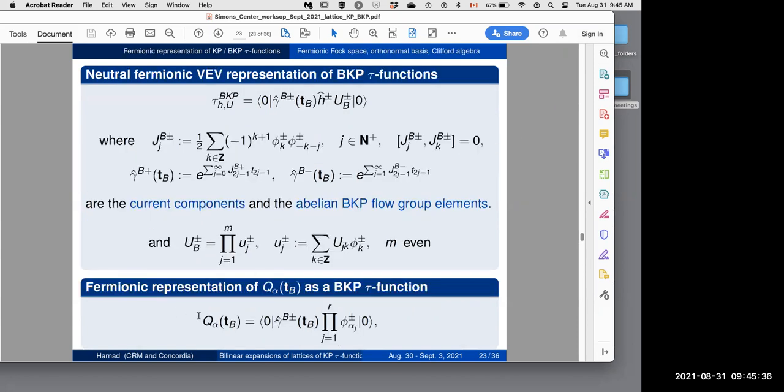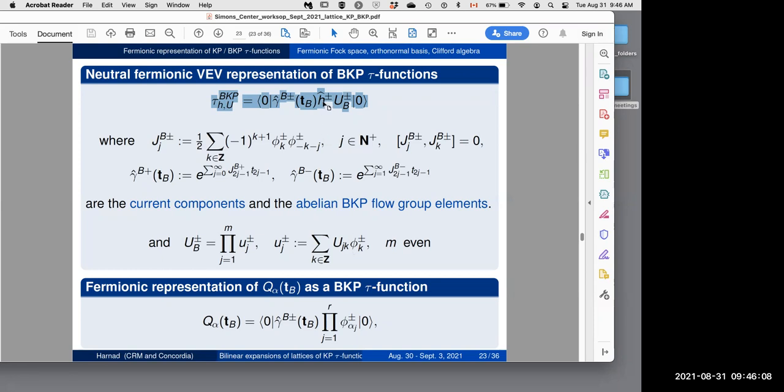Yeah, that's given by a similar formula. No, I have to go back to the general definition here. Here's the general definition of the BKP tau function. Anything that satisfies the BKP Hirota equations can be represented fermionically like this, and this is a Pfaffian. So here we have again some polynomial elements U in the Fermi creation and annihilation operators.